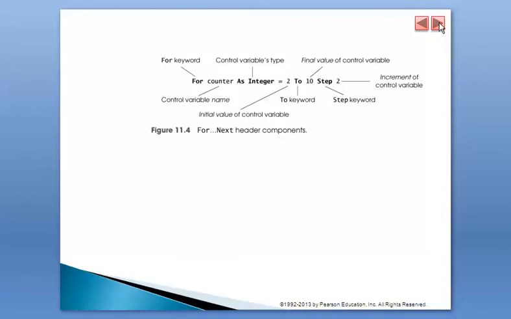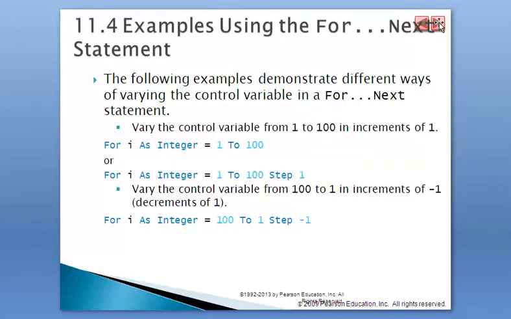Let's see other examples that they present in the textbook. Here we have variable I that starts at 1 and then 100. That means that it's going to be executed 100 times. I starts at 1 and ends at 100. Step 1 means it's changing by 1, but we don't need to specify when it increments by 1.